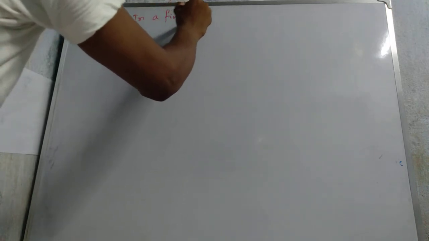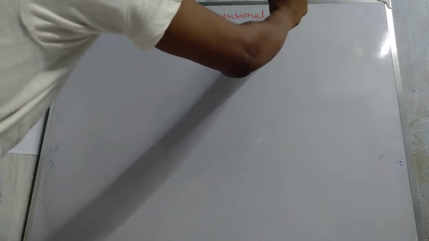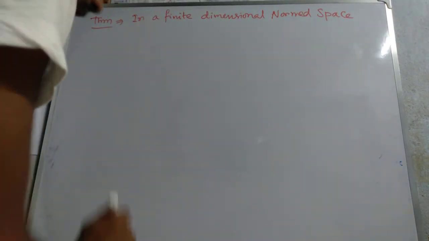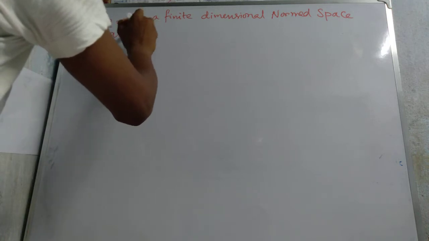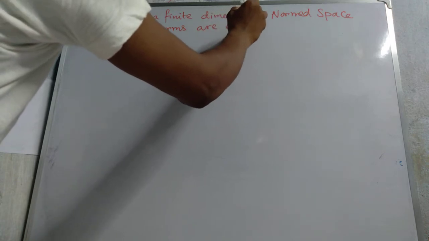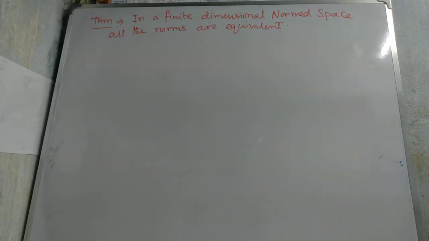We write the statement of the theorem. In a finite dimensional normed space, all the norms are equivalent. Then we now prove this one.